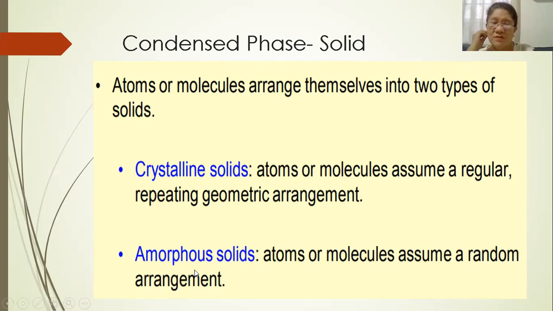The amorphous solid, what is the arrangement of its atoms? It has a random arrangement. So to distinguish between crystalline and amorphous: crystalline has a regular repeating geometric arrangement, while amorphous has a random arrangement of the atoms or molecules.